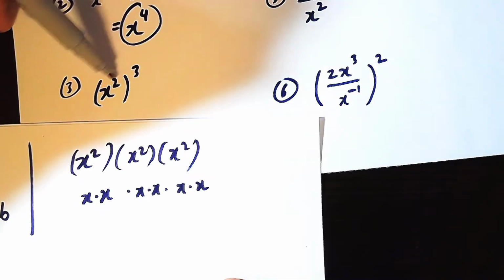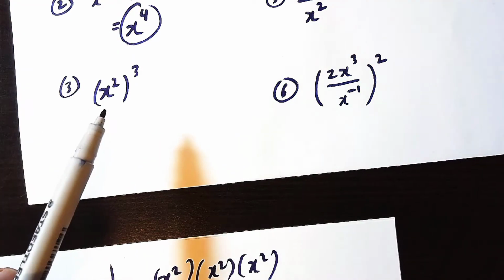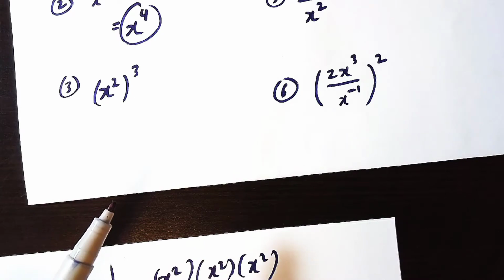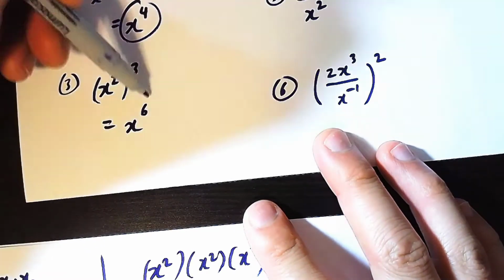So instead of adding 2 plus 3, we actually go 2 times 3. So please memorize the pattern. Exponent, bracket, exponent, multiply. x to the 6, because 2 times 3 is 6.